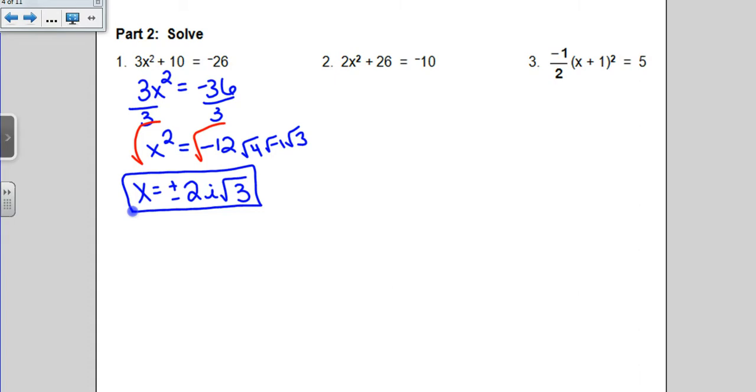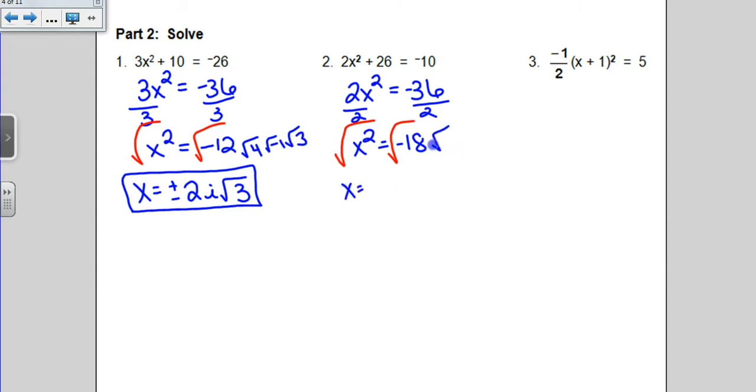Okay, same idea on number 2. We're going to subtract the 26. So we have 2x squared equals negative 36. Divide both sides by 2. And we get x squared equals negative 18. And now when you square root both sides, this time I have to reduce the square root of a negative 18. So I think about how to do that. Negative 18 breaks into 9, negative 1, and 2. So that gives me plus and minus, because it's an equation, 3i, whoops, that's an i, square root of 2.